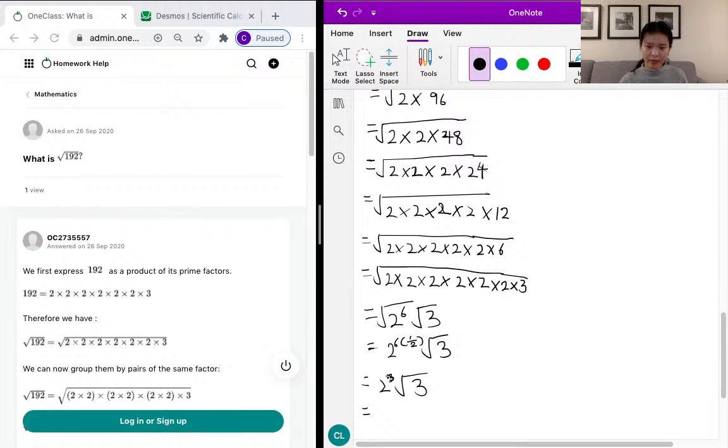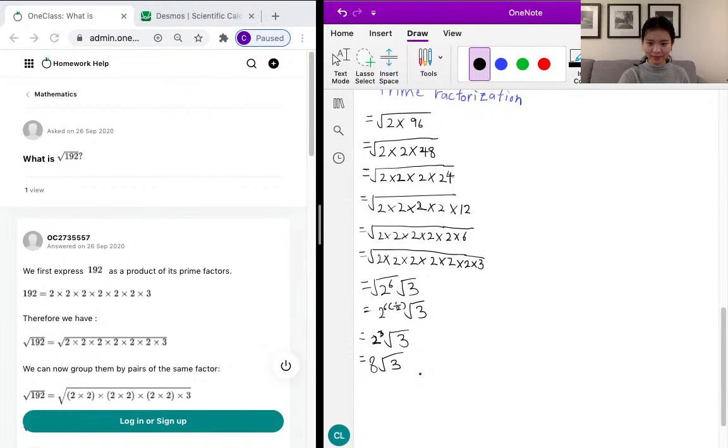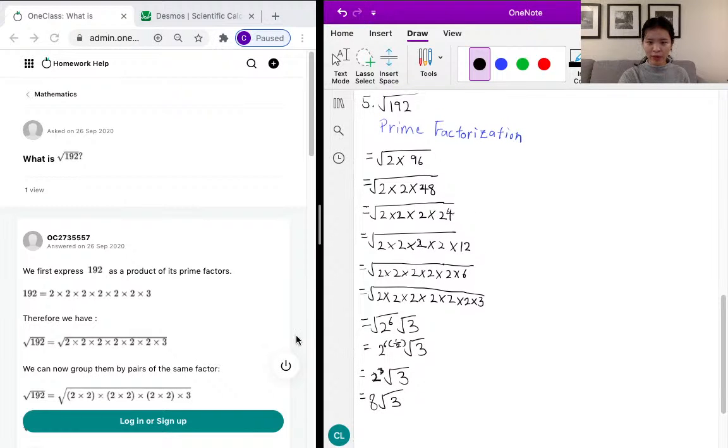And 2 cubed is 3 2's multiplied together. Note that it's 3 2's multiplied together, so it's 2 times 2 times 2 instead of 2 times 3. Multiplication and exponentiation are different. So we know 2 times 2 times 2 is 8. So over here we have 8 root 3. Whew, that's a lot of work. Okay, so right here we know that the square root of 192 is the equivalent of 8 root 3.